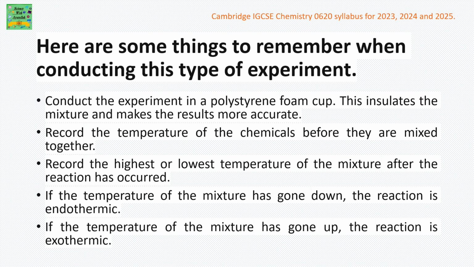Here are some things to remember when you're conducting this type of experiment. Please conduct the experiment in a polystyrene foam cup. This insulates the mixture and makes the results more accurate. Record the temperature of the chemicals before they are mixed together. Record the highest or lowest temperature of the mixture after the reaction has occurred. If the temperature of the mixture has gone down, the reaction is endothermic, and if the temperature of the mixture has gone up, the reaction is exothermic.